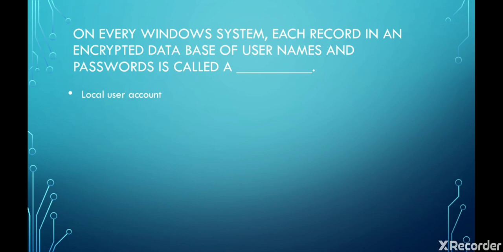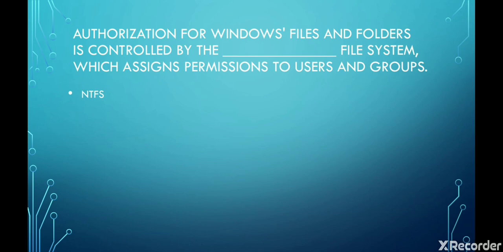On every Windows system, each record in an encrypted database of usernames and passwords is called a local user account. Authorization for Windows files and folders is controlled by the NTFS file system, which assigns permissions to users and groups.